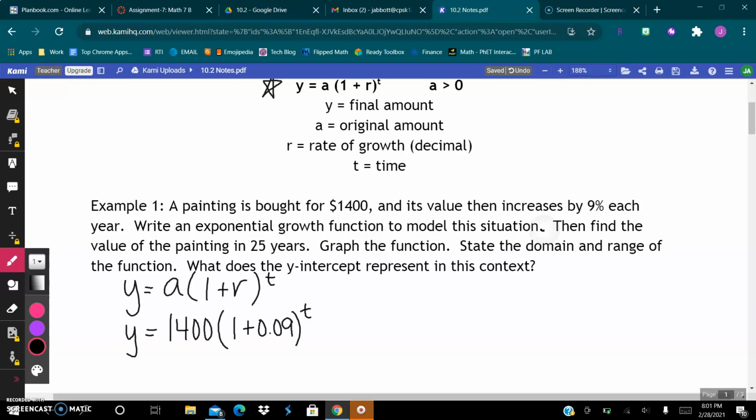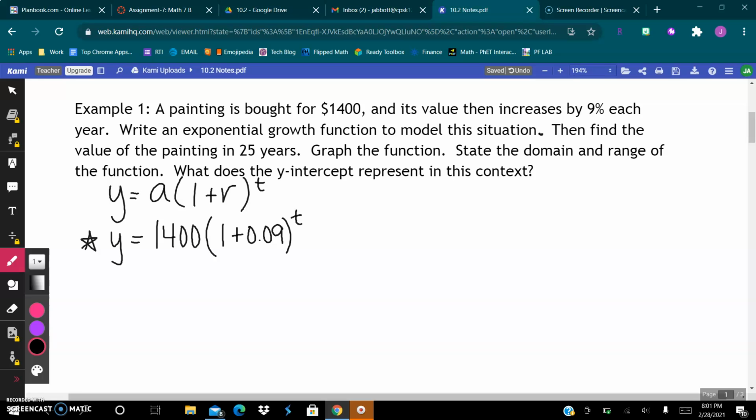At this point in this question, it says write an exponential growth function to model this situation. We don't know anything about those 25 years. So this is our equation, and then we can put in however many years we want to. It says then find the value of the painting in 25 years. So now we're going to plug in the 25 for t there.